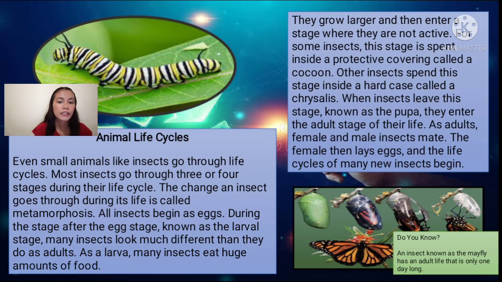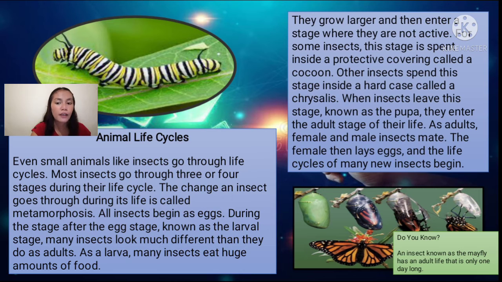Even small animals like insects go through life cycles. Most insects go through 3 or 4 stages during their life cycle. The change an insect goes through during its life is called metamorphosis. All insects begin as eggs.